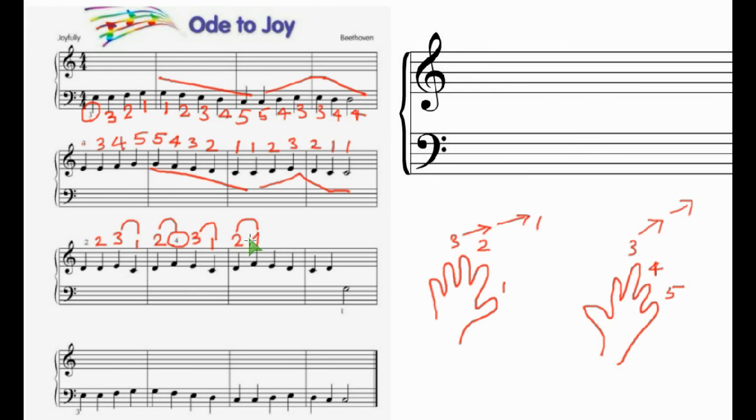This is a skip to 4. Then we go down a neighbor. And then we go down another neighbor, and then we go down another neighbor, and then up to 2. And then last of all, we play left hand finger 1.